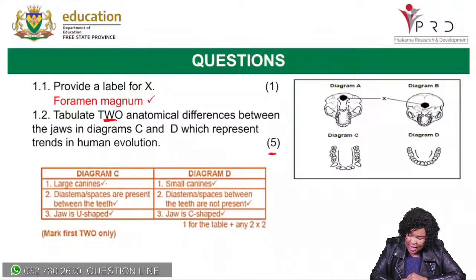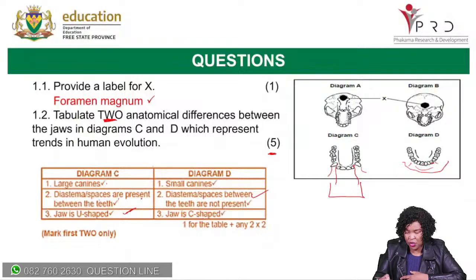Diagram C, it has large canines. So you see, large canine. Diagram D, small canines. The diastema or the space is present. You see, there's a space here. Here, there is no space present. The jaw is U-shaped in diagram C. The jaw is C-shaped, or you can say more rounded, and this one is sharp. So those are the differences that you can mention.